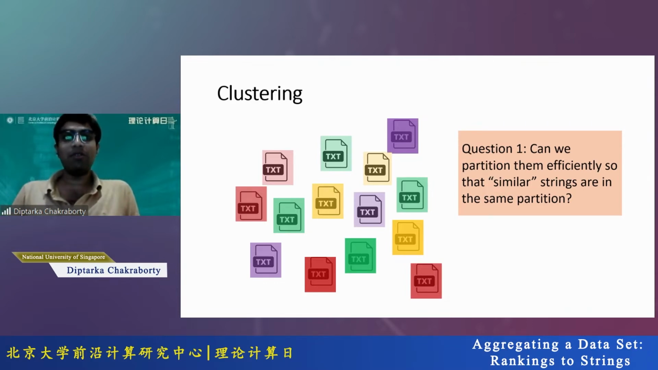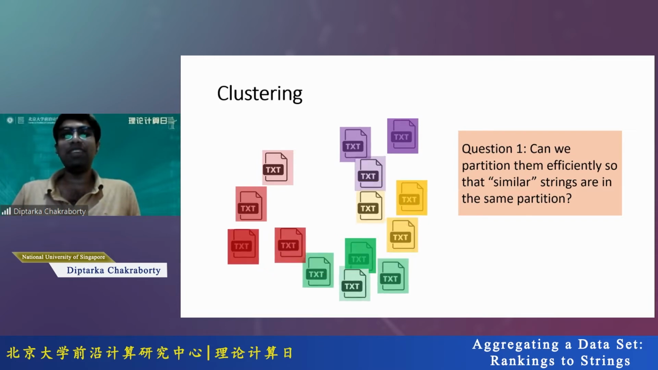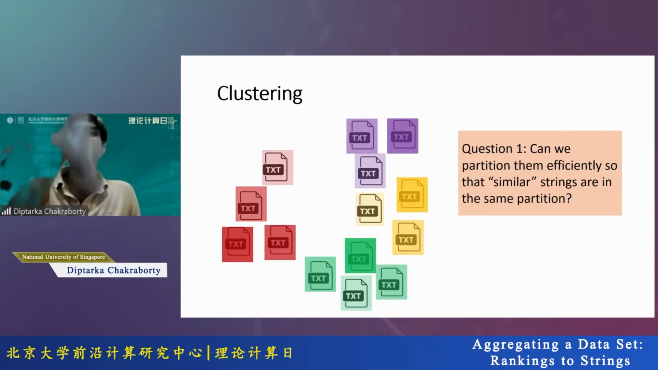So here, for simplicity, I just marked some of the texts with different colors, and essentially whatever shapes are of one particular color, you can think of them as similar strings. So for example, our objective is to put all these almost red colored files into one cluster, almost yellow colored files into one cluster, green colored files into one cluster, and so on. And when I say similarity measure, I consider the edit distance. So if you consider two different shades of one particular color, essentially their edit distance is small. So this is the question that we want to answer.